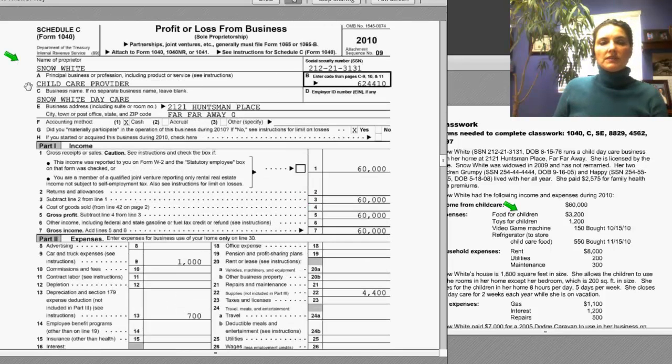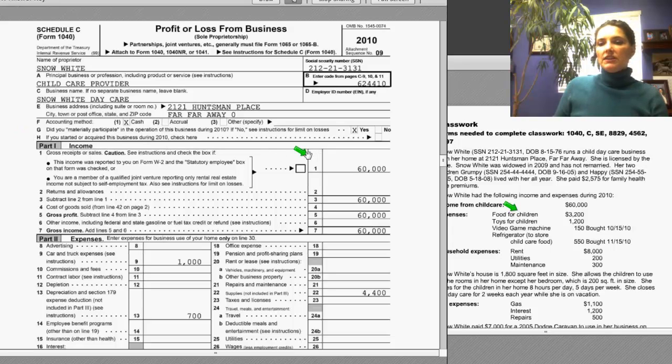Here is Snow White's Schedule C. We've entered the principal business or profession as child daycare provider. We've entered the business code that we found in the instructions on pages C9, 10, and 11 of the Schedule C instructions. We've also entered the business name, which is Snow White Daycare, and the business address that she carries on her business activity at. She uses the cash method of accounting, and she did materially participate in her business. This is not a new business, so we do not check the box next to line H.